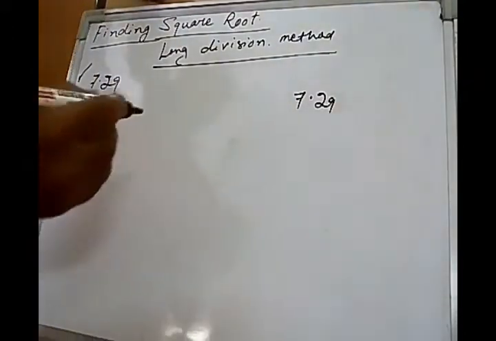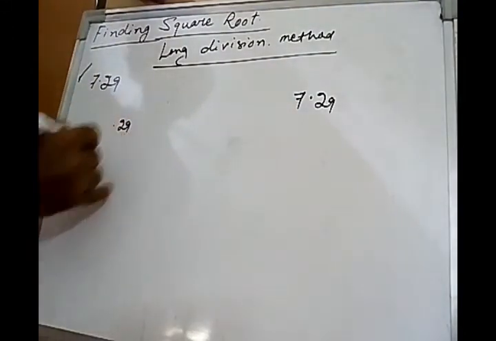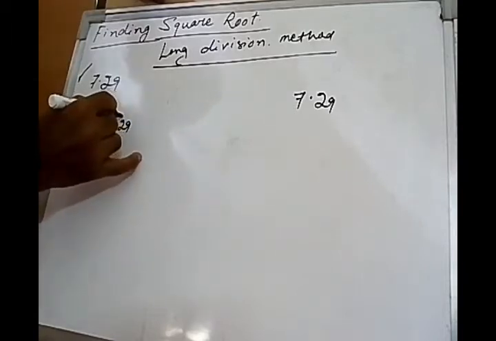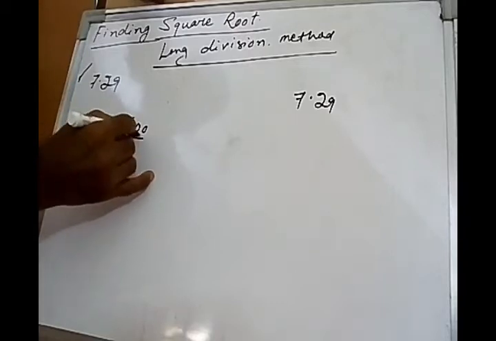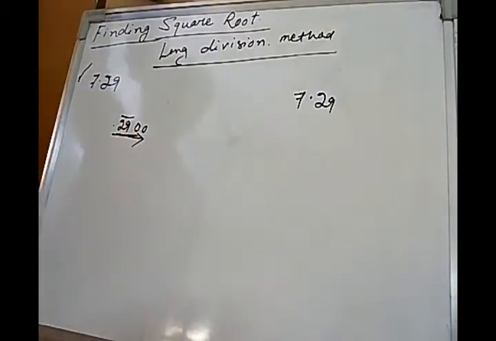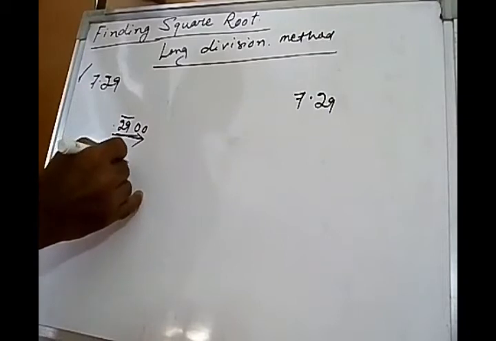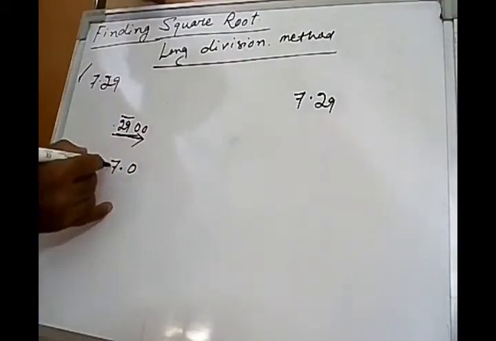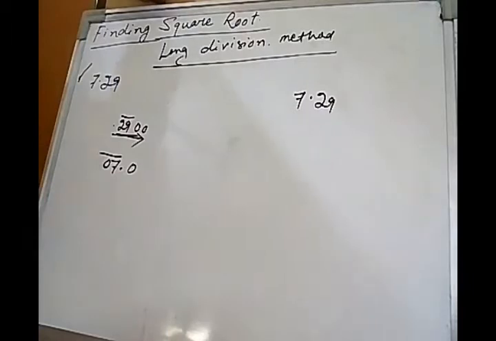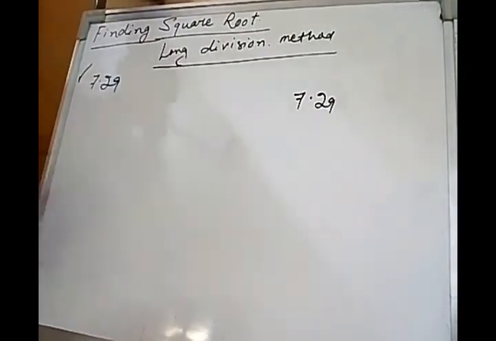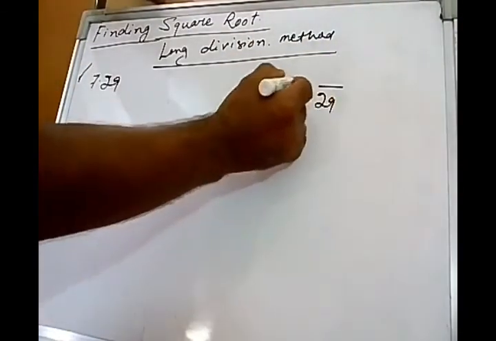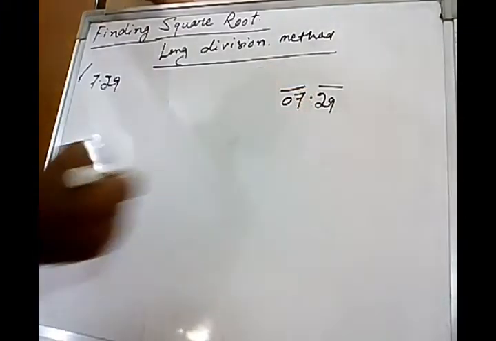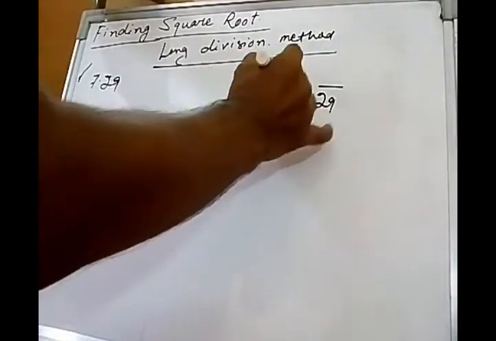So why are we doing it like this? Because for 0.29, whenever we go from left to right after the decimal point, the number of zeros after the digit has no value. In the same way 7.0, before the decimal point, if you put a 0, then also there is no change of value. So here the decimal point, towards the right, and towards the left, then here 0.